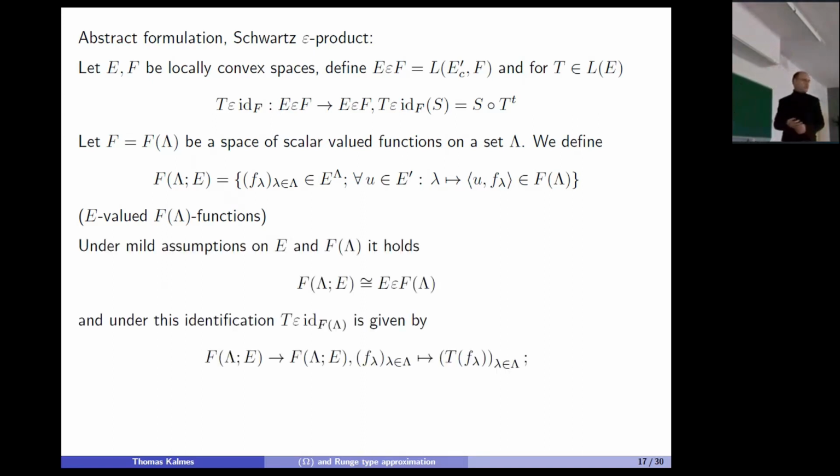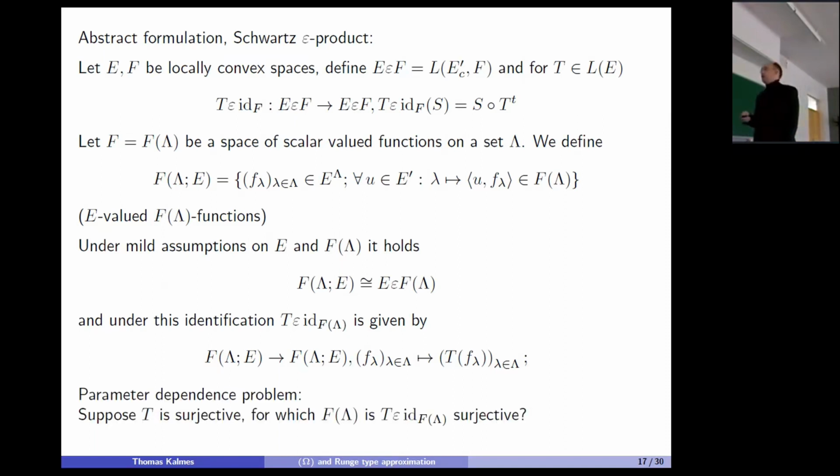And under mild assumptions on the spaces E and F lambda, it holds that this E valued version of the F functions is isomorphic to the epsilon product. And under this isomorphism, the epsilon product of T with the identity is given by this mapping. So we apply our operator T lambda-wise to the given data. And then the parameter dependence problem reads: if T is surjective in the first place, is the epsilon product of T with the identity on F lambda surjective again?